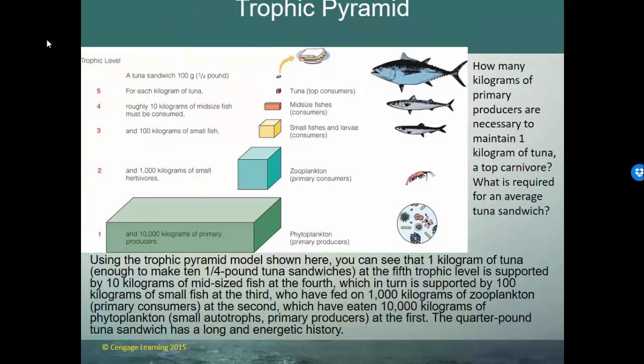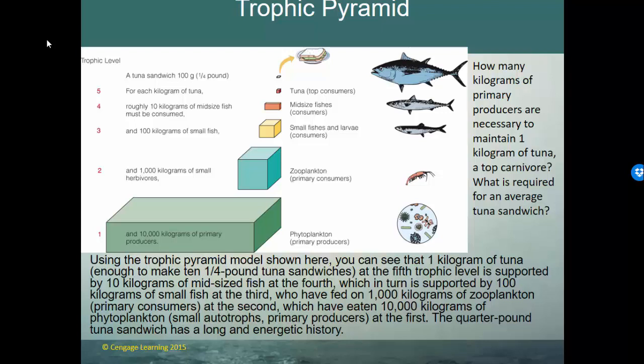So this is your trophic pyramid, with the primary producers at the bottom of the pyramid and the numbers and the amount of mass getting smaller and smaller as you go up. So 10,000 kilograms of primary producers may net 1,000 kilograms of small herbivores and 100 kilograms of small fish, and perhaps 10 kilograms of medium-sized fish for each kilogram of tuna. And a tuna sandwich ends up being about 100 grams of tuna. So that's how your trophic pyramid works. Very, very large and broad at the bottom, very narrow and small at the top.